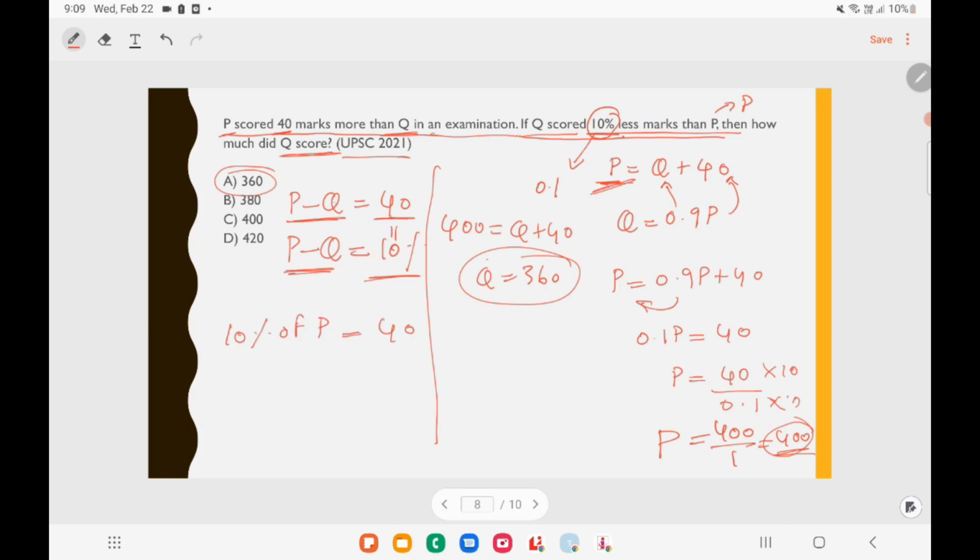So here what we did was that we got P minus Q in absolute terms and we got P minus Q in percentage terms. If in a question you get like this, you can just equate these two things. I will show this in the next question as well. In the next question that I am going to show you, you can use this trick as well. So that means 10% of P is 40. So from here you will get P is equal to 400 itself. Then you can say that Q is equal to 360. So in this way also you can solve this question.